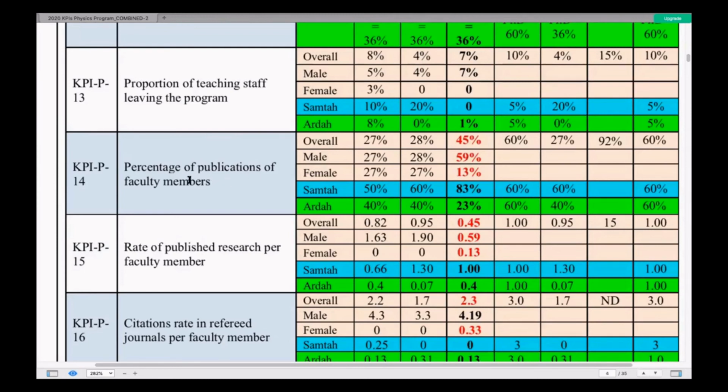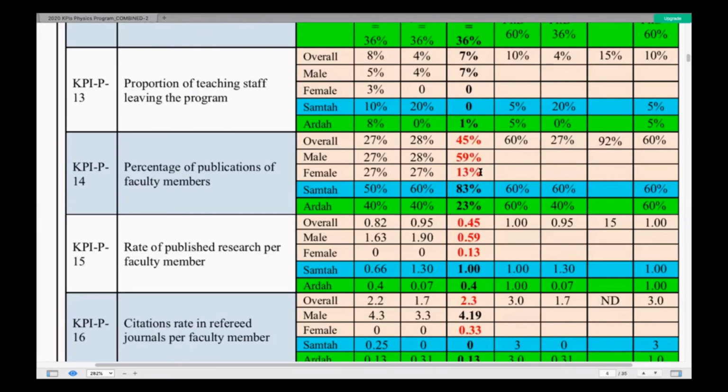About KPI number 14, we have only 45% overall, and the biggest problem is in the female, only 13%. I don't know, maybe because the data was not submitted to the committee, or this is the real result. So as I told you just now, if the scientific committee asks you for your list of publications, please submit.